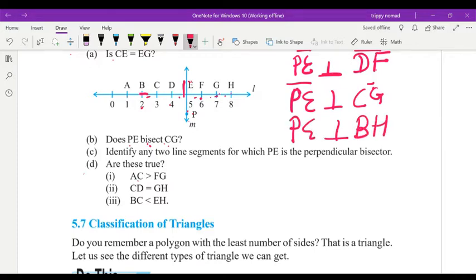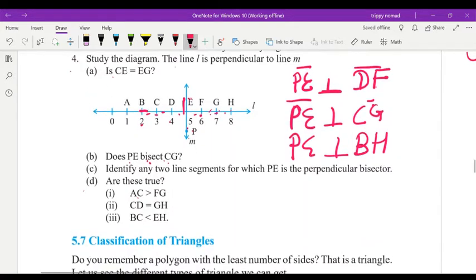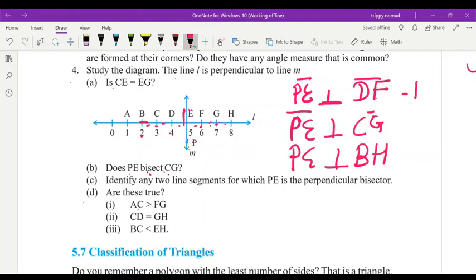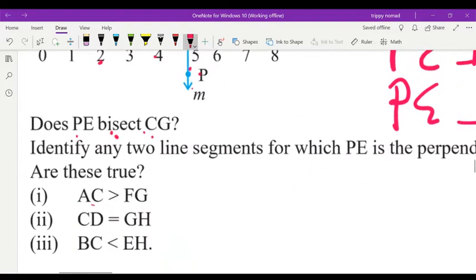PE, first from C you see these are 2 units, CG and DF. Here 1 unit, 1 unit, here 2 units, and up to BH how many are coming? 3 units. So both sides 3 and 3, and 1 and 1. So you can write perpendicular bisector of many. Any two you have written.